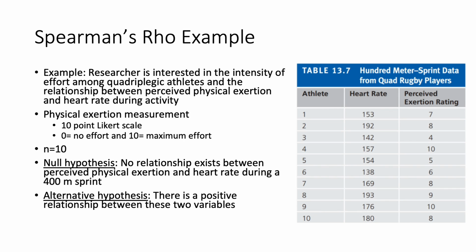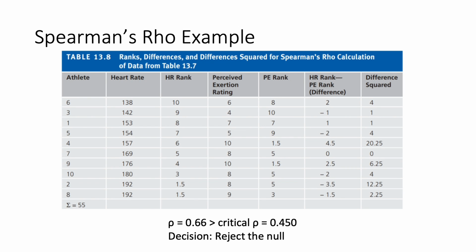So you can see in the table to the right that this shows the data that is collected from each participant. This table here demonstrates the hand calculation for Spearman's rho. This requires ranking both columns of data, squaring the ranks, and then totaling the squared ranks using the formula. However, SPSS will give you the calculated Spearman's rho. The calculated Spearman's rho is 0.66, and the critical value is 0.450.